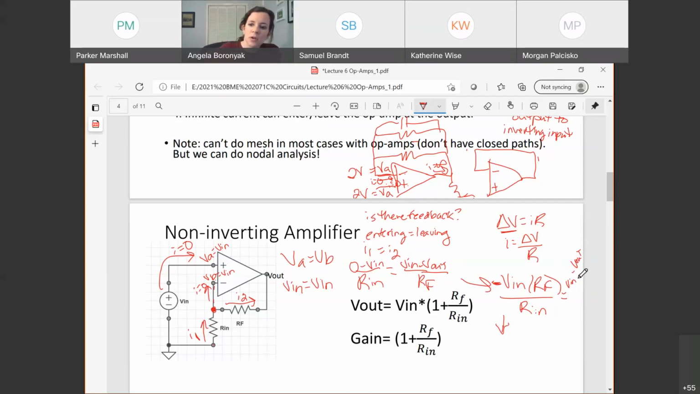Subtract. Good. So if I subtract Vn from both sides, I get negative Vn on this side. Again, I'm going to move them over. Subtract. And I then had negative Vn RF over Rn. What am I left with on my right-hand side? Good. Negative V out.